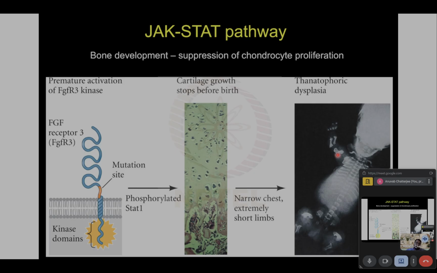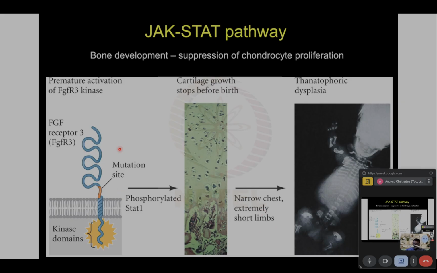So here you have shortened limbs, shortened ribs. Essentially all the bones are shorter than they should be, and this is known as thanatophoric dysplasia, in which you have a narrow chest, extremely short limbs, and this is fatal.